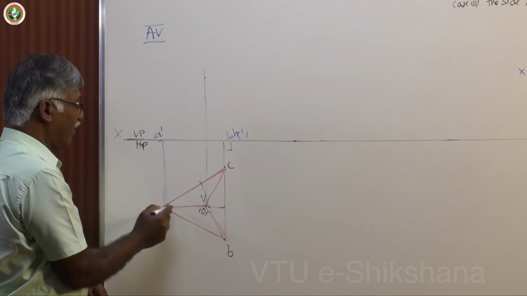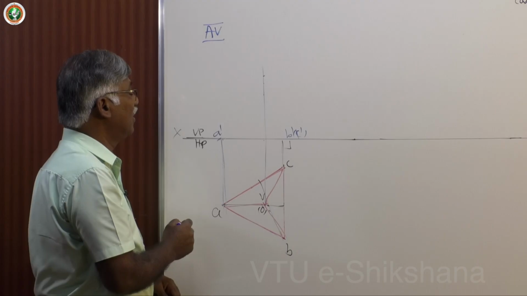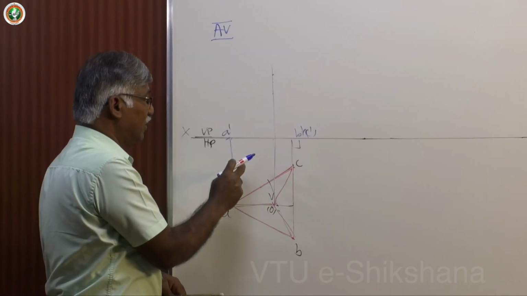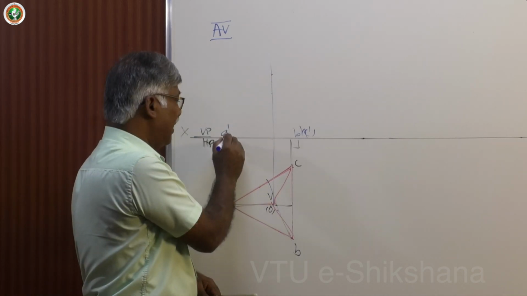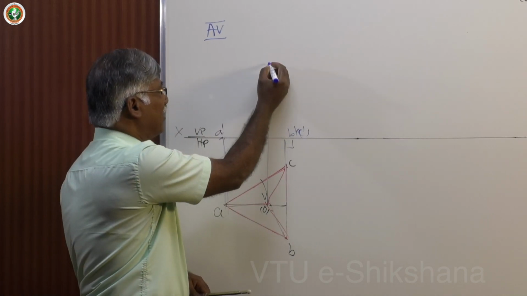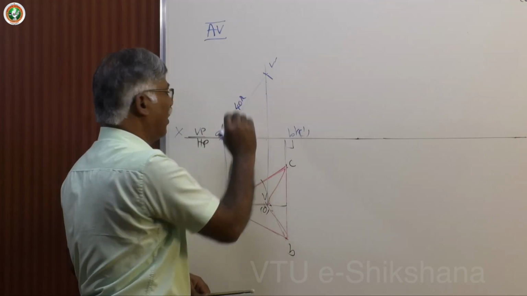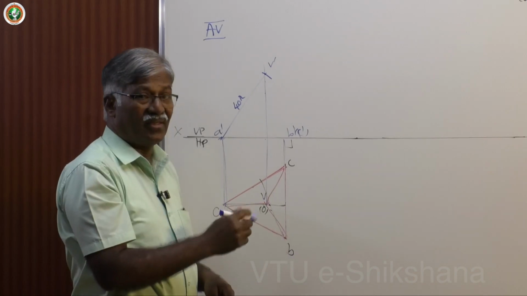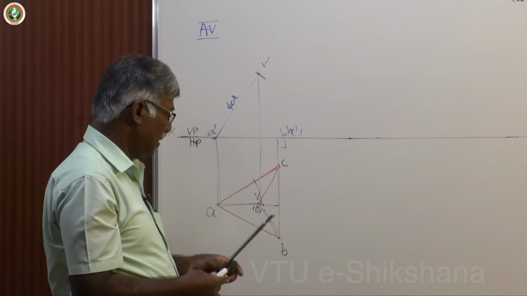Line joining the apex or the vertex and the base corner. Now what I have to do? I don't know height. So this is the vertical projector of V. Take A dash as center, draw an arc. This is V dash. What is this length? 40. With 40 as radius, draw an arc. This gets you the height. This is how you try to obtain the height of the tetrahedron.